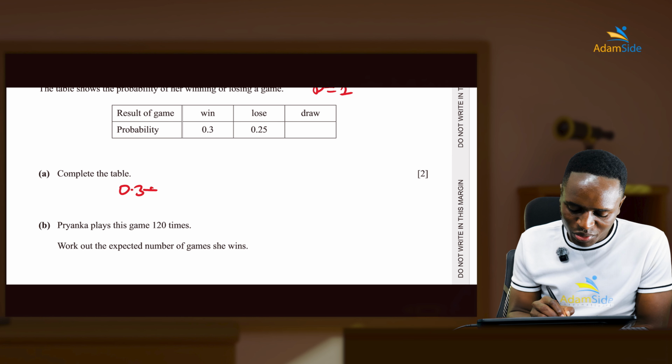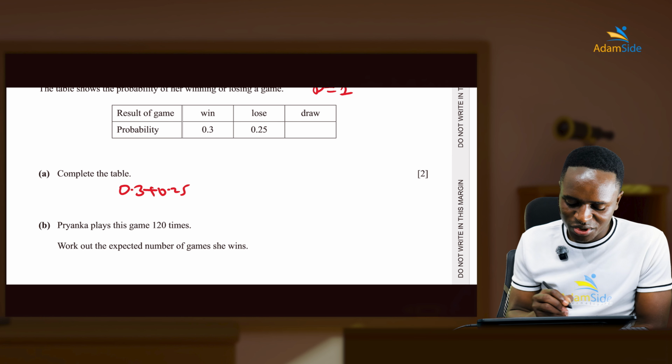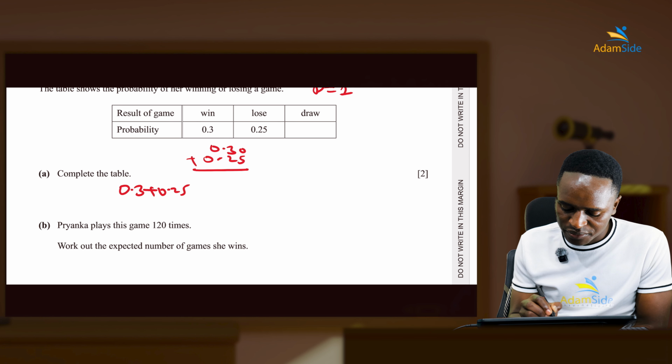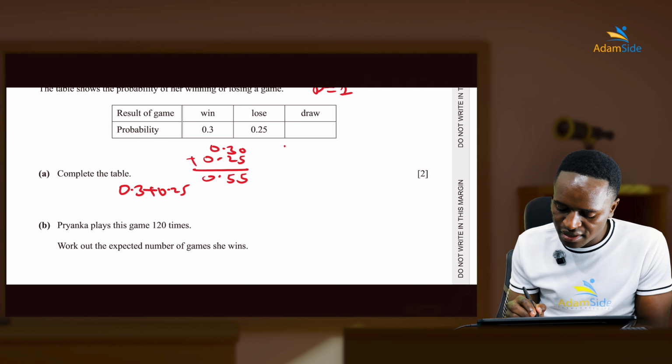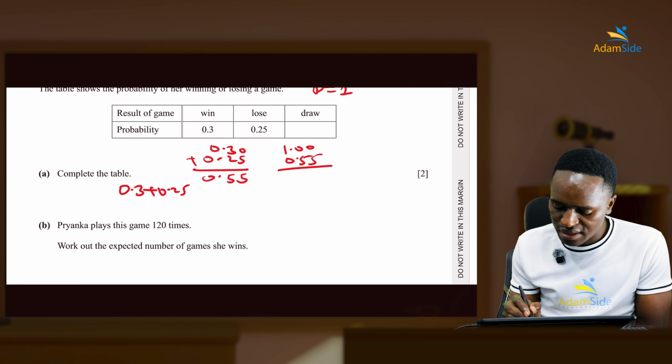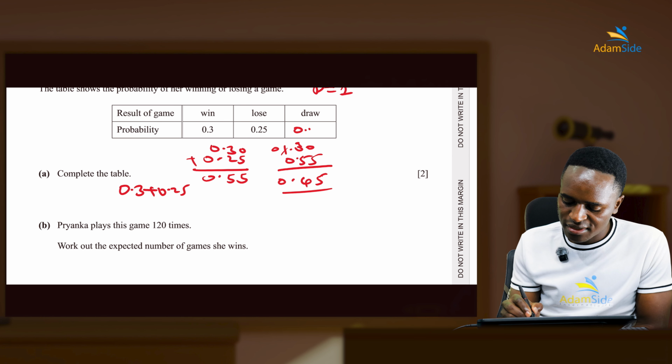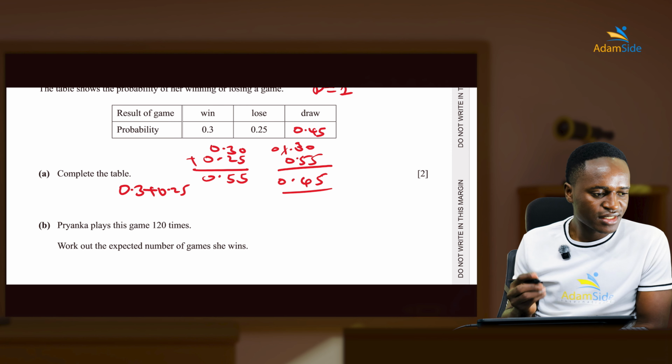Just take 0.3 plus 0.25. What do you get? If you don't know this method, you just say 0.3 plus 0.25. Add there. What do you get? Yeah, and then you get 0.55. Then say 1.00 minus 0.55. What do you get? 0, then here it is 10, become 9, so 5, 4. To get 1 is 0.45. So your answer is 0.45. Correct. We go next.